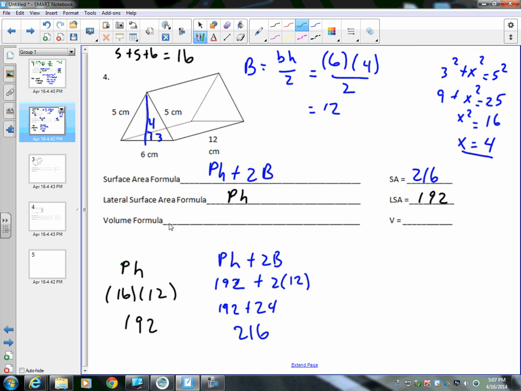Last would be the volume. Volume of a prism is the same as a cylinder, big B times H. Oh, you need to write it here, big B times H. We already know what big B is though. We found it to be 12, so plug that in. And H, the height of the prism, is in between the two bases, which is 12. 12 times 12 is 144, and that's our volume.